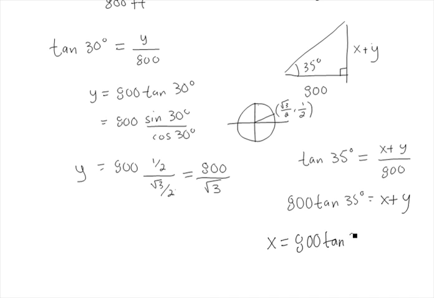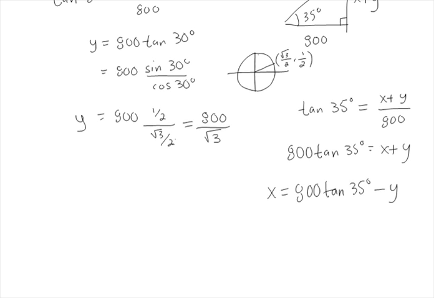And tangent of 35 degrees is not something we can easily figure out, so we're just going to leave it as the tangent of 35 degrees. And the last step here is to replace what we know y is equal to, so minus 800 divided by radical 3, and then to put the unit. So I believe everything's measured in feet.